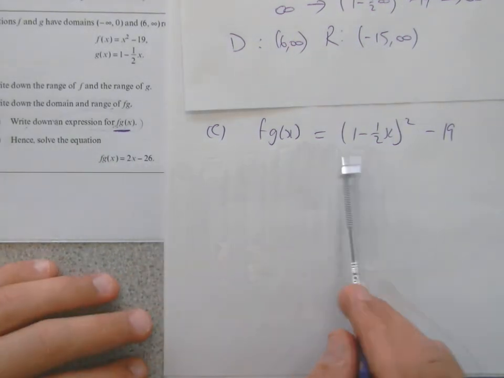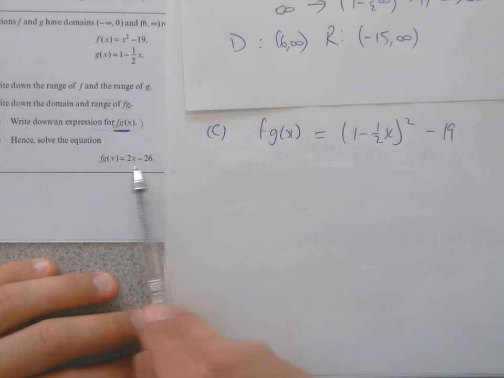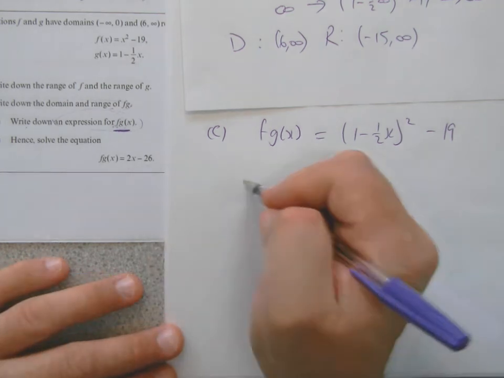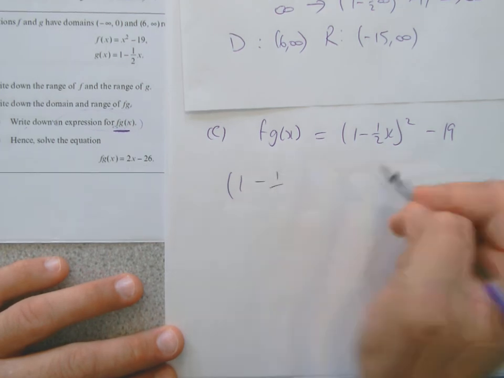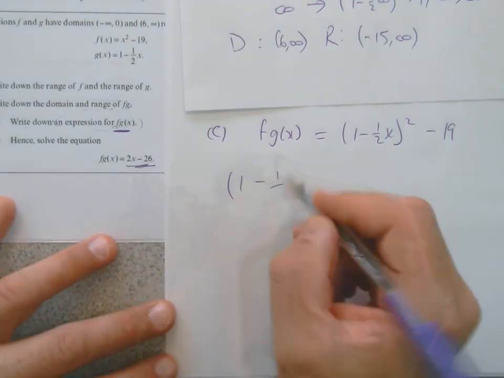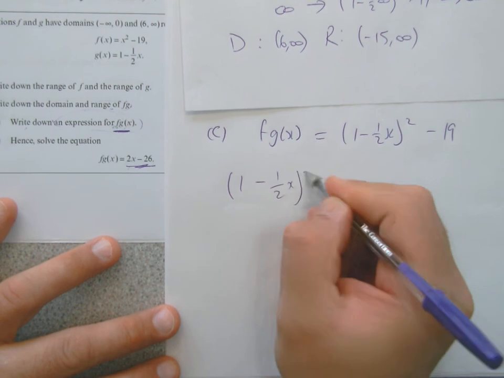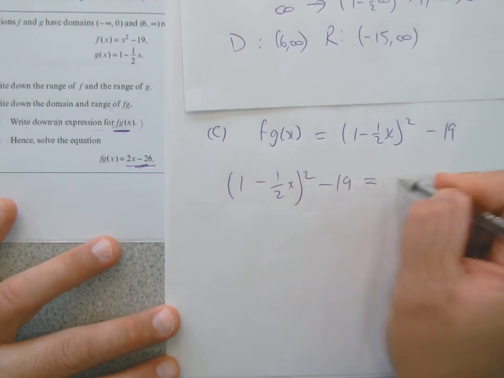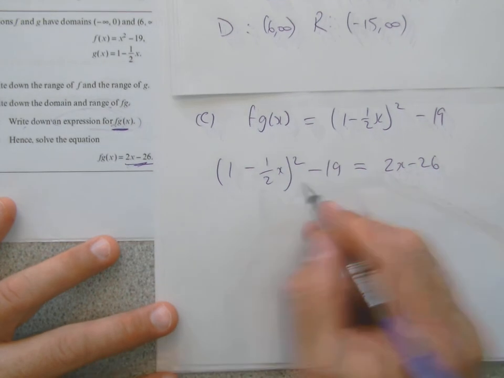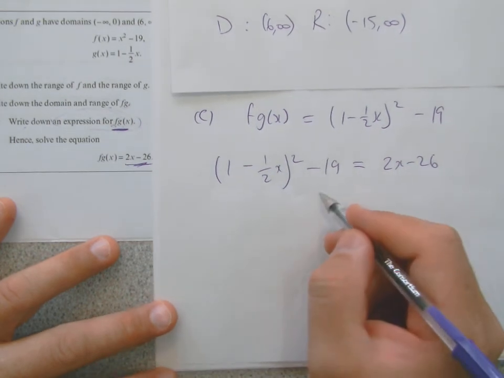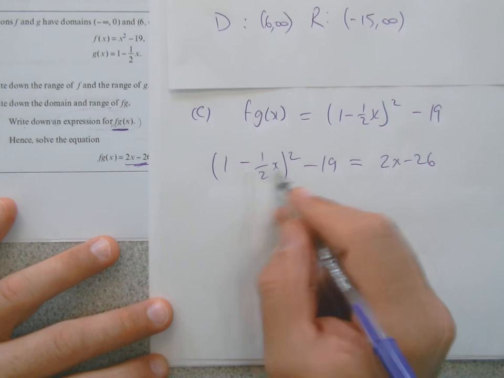So basically now we've got to put this equal to this line here, 2x minus 26. So this is similar to those equations to see where they intersect, so to speak, where the function fg of x intersects with this line here. So I'm going to use some algebra and put this equal to this. And now I've got to do a bit of work here. I might end up expanding this. I think that perhaps would be the best approach.